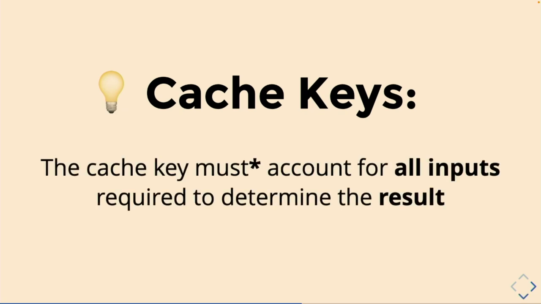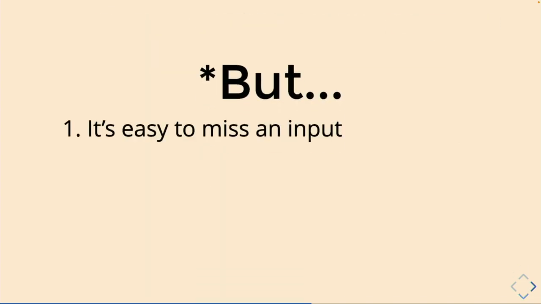So here's the thing with cache keys. The cache key must, asterisk, account for all inputs required to determine the result. Otherwise, you're going to end up with stale values. So the asterisk is actually to illustrate a couple of problems with cache keys and with this rule about cache keys.